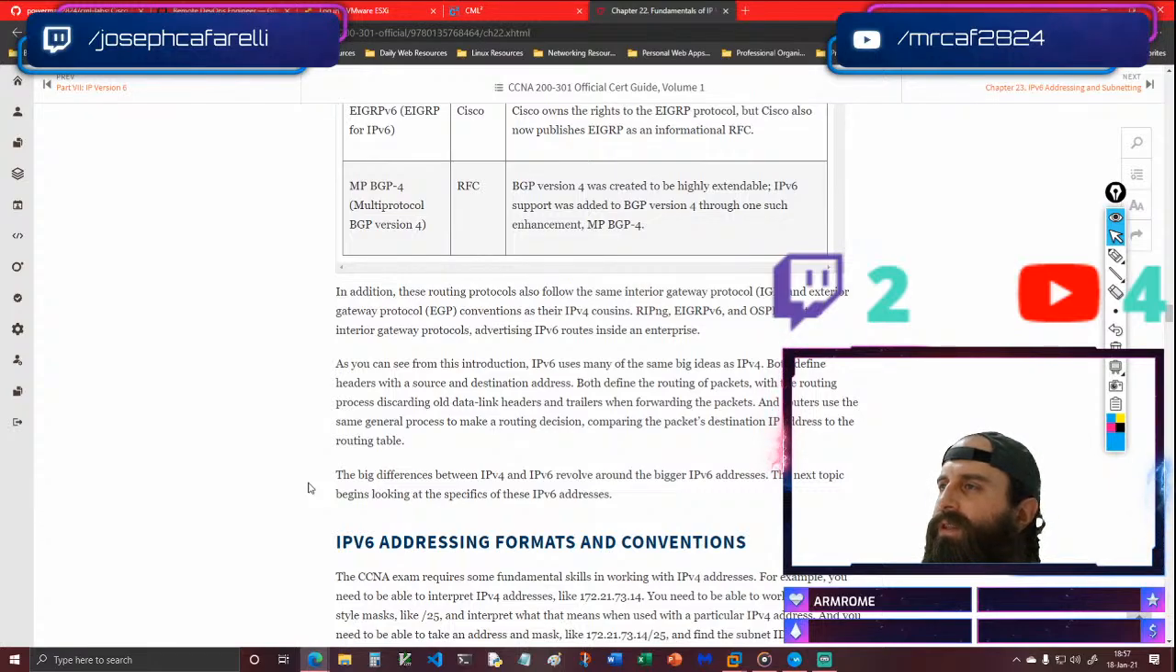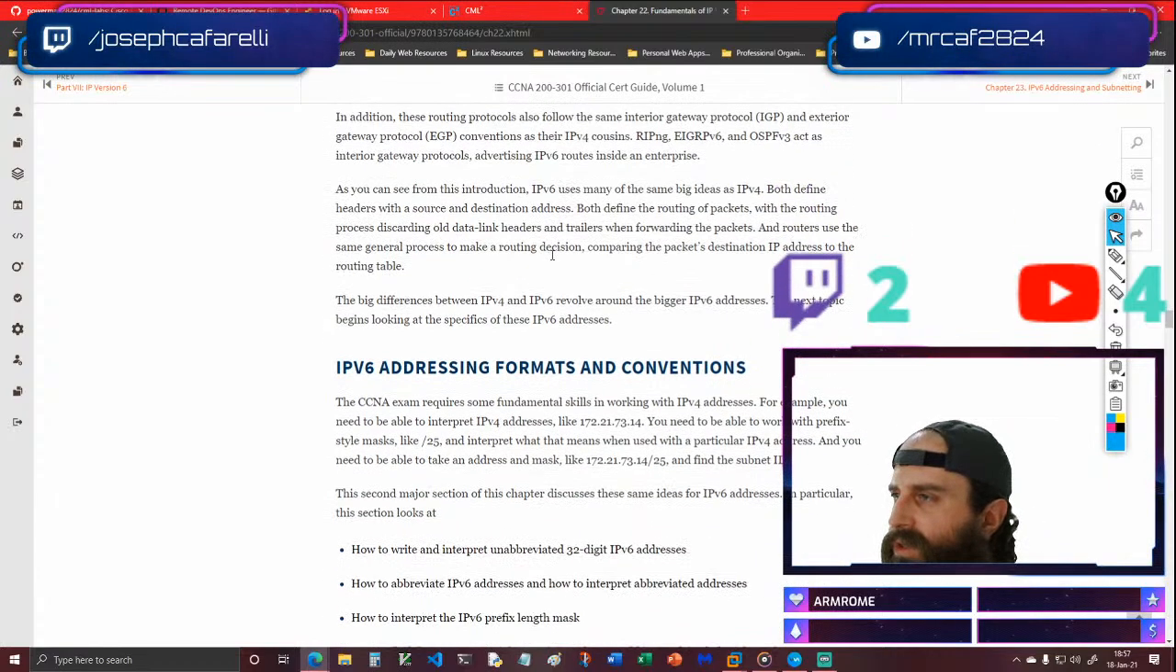Both define a header and the source and destination addresses. Both define the routing of packets, with the routing process disregarding the old data link header and trailer when forwarding the packet. And routers use the same general process to make routing decisions, comparing the packet destination IP address to the routing table. The big difference between IPv4 and IPv6 revolves around the bigger IPv6 addresses. The next topic begins to look at the specifics of those IPv6 addresses.